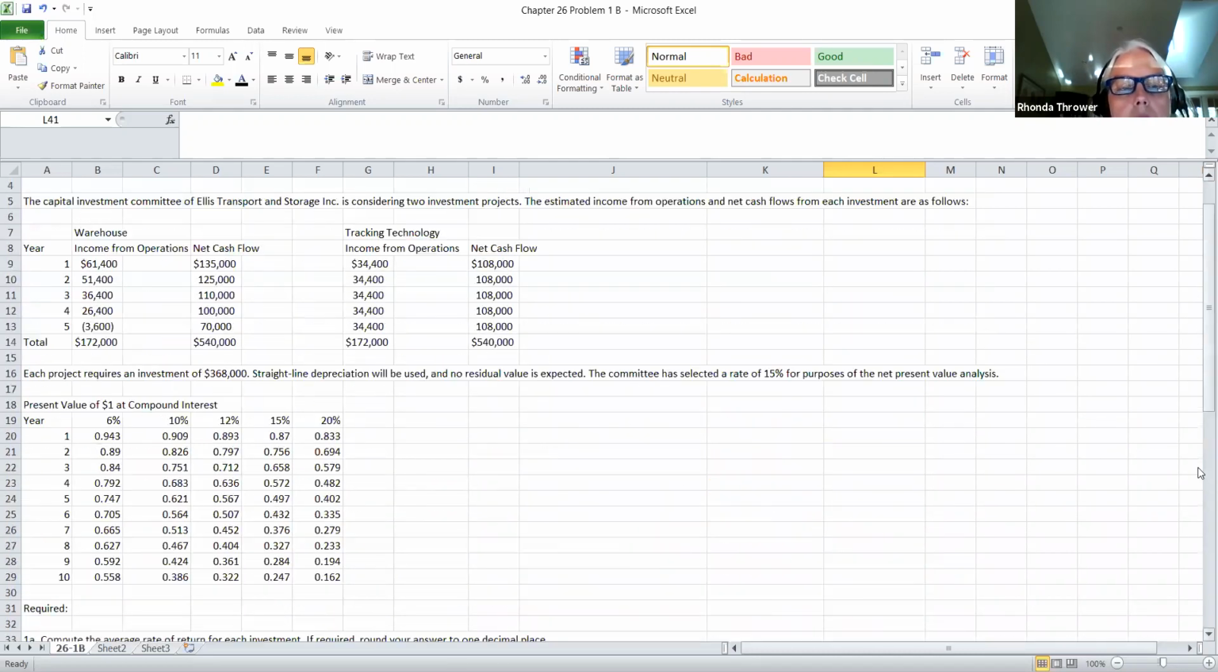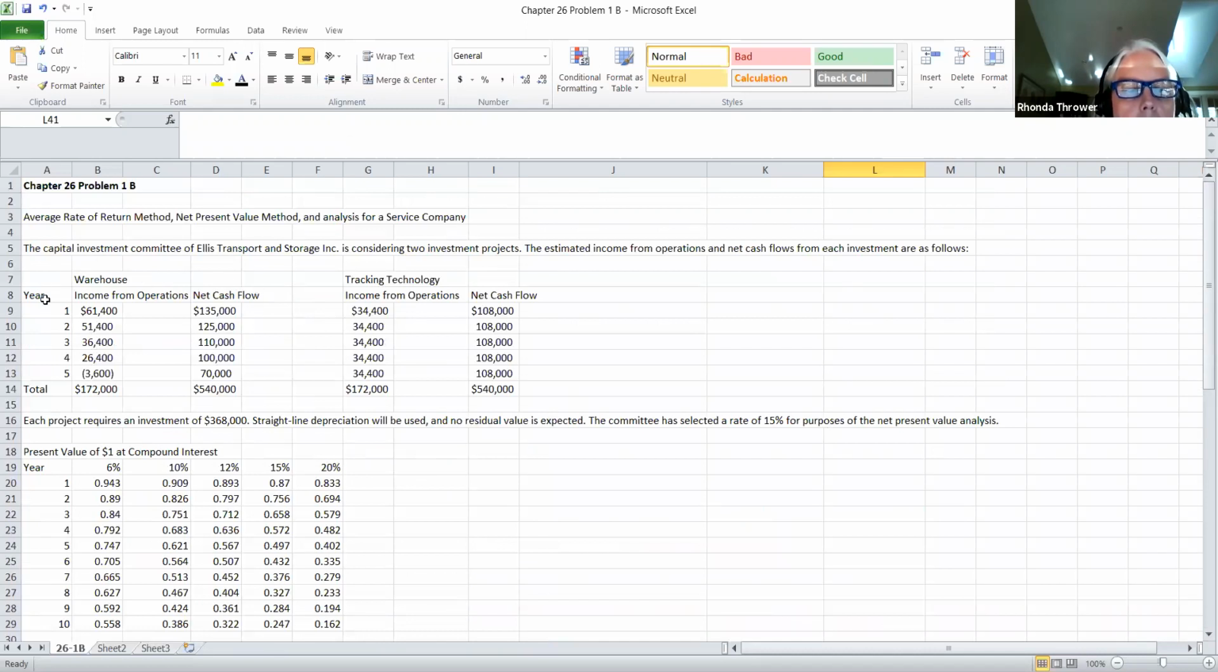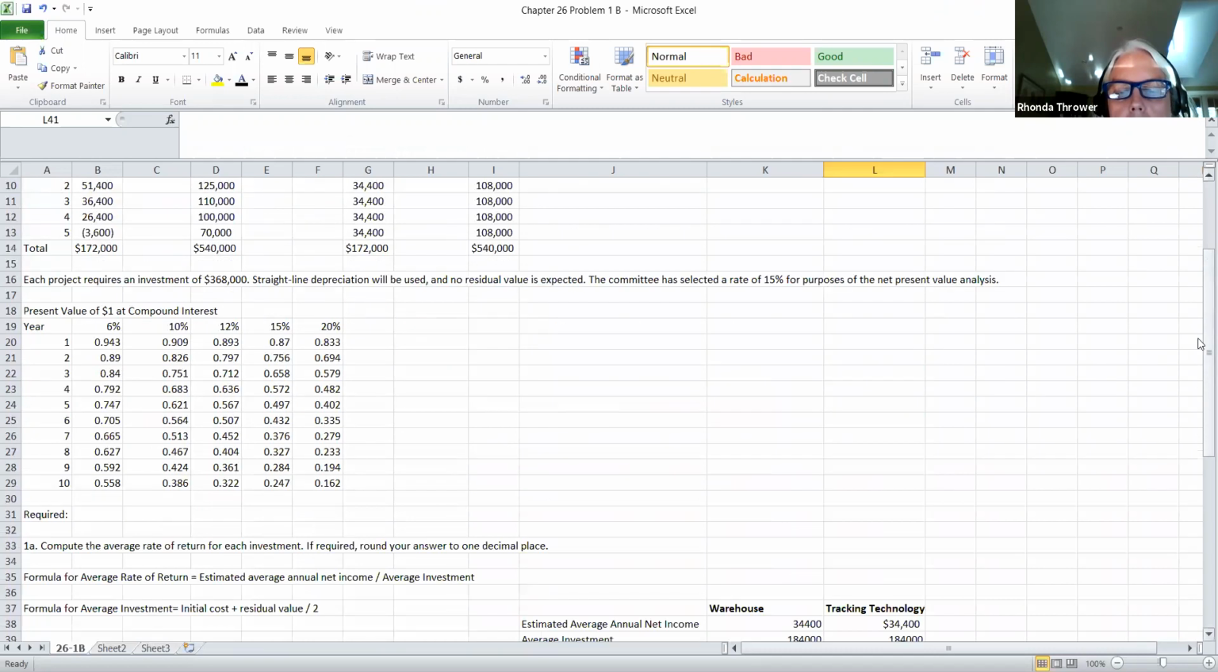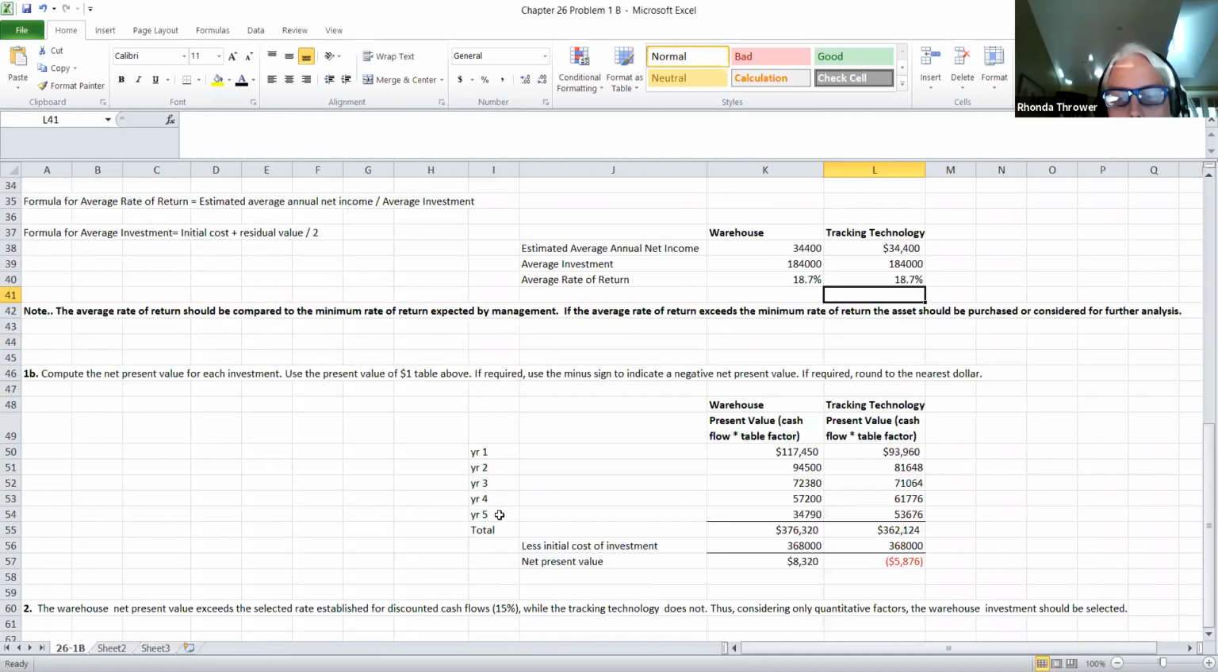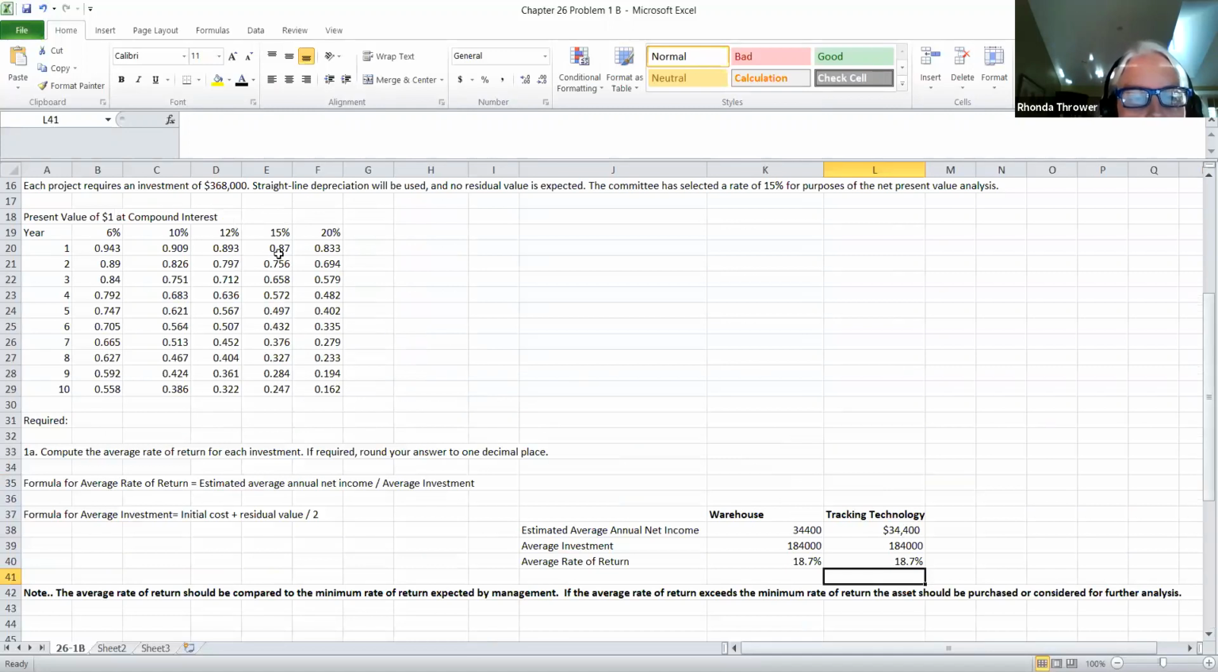Because these investments had a useful life of 5 years, I set it up for 5 years. And so you're going to have to find the present value of each one of the cash flows for each of those years. So we're going to take the cash flow amount and multiply it by the table factor. The table factors are these little things right in here for the table. Since they told us that we were using 15%, we're only going to draw from this column here. Because we only have 5 years, we're only going to be using these first 5 table value amounts.